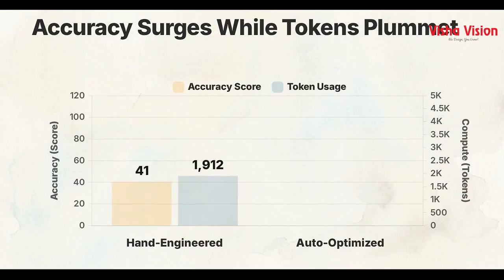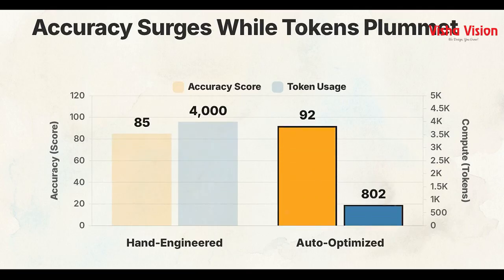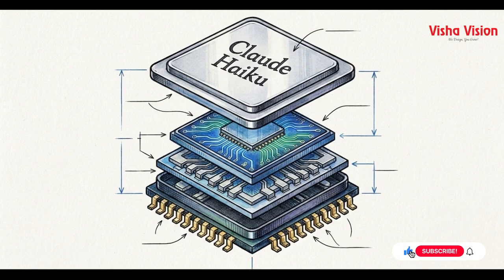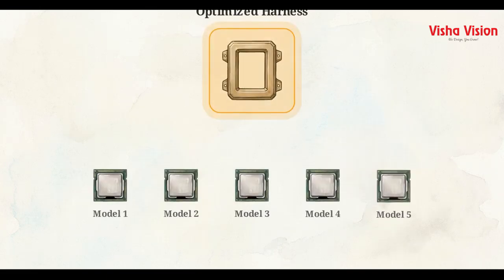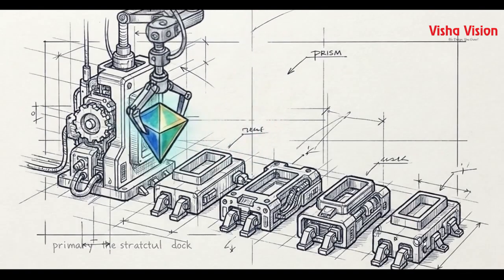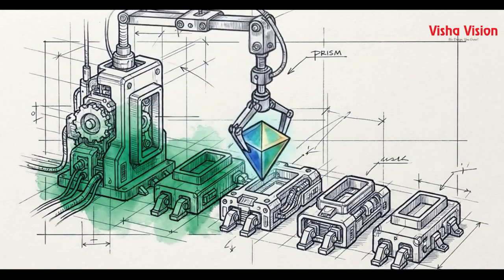These auto-optimized harnesses eventually outperformed hand-engineered systems by 7 points while using a fraction of the tokens. By optimizing the harness, smaller models like Claude Haiku were able to achieve higher scores than much larger frontier models. Furthermore, a harness optimized for one model successfully improved performance when transferred to 5 different models. These results indicate that the optimized harness is a portable, reusable engineering asset that retains its value even as foundation models change.